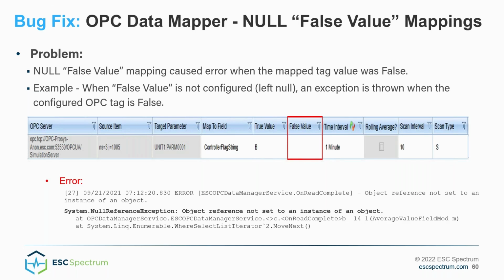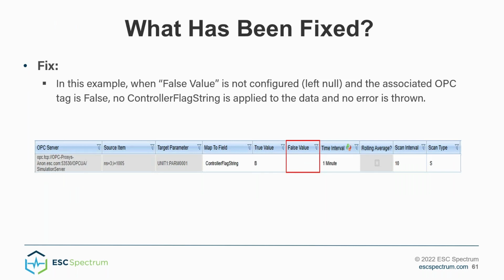There was a bug with the OPC data mapper where a null false value mapping caused an error when the mapped tag value was false. And here we see when false value is not configured and the associated OPC tag is false, no controller flag string is applied to the data and there is no error.